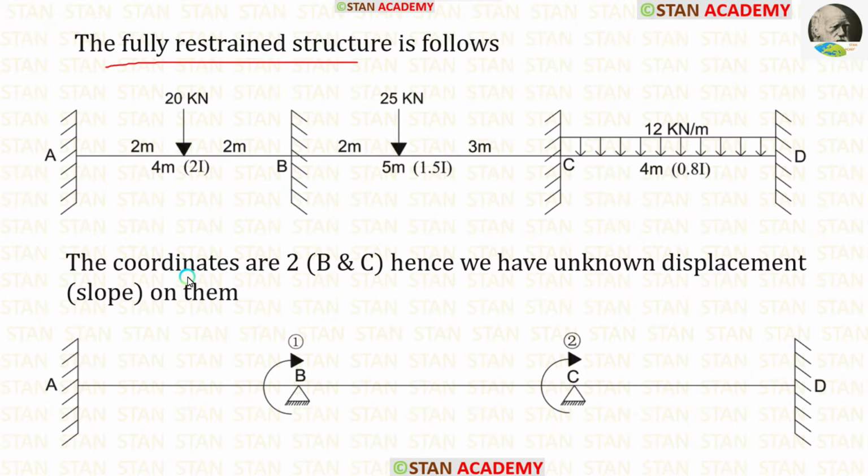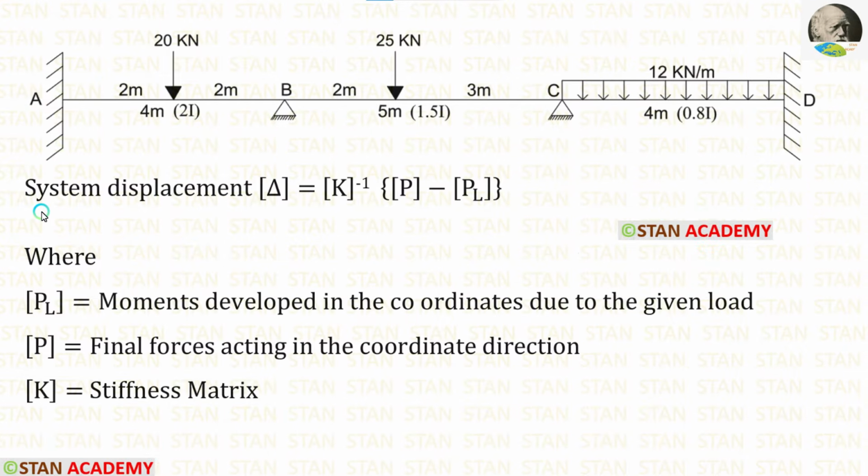Now let us make the coordinates diagram. In this analysis, there are two coordinates. In the point B and in the point C, we are having the coordinates because in these points only we are having slope. The coordinates should be made in the clockwise direction. You can see that both of the coordinates are made in the clockwise direction.